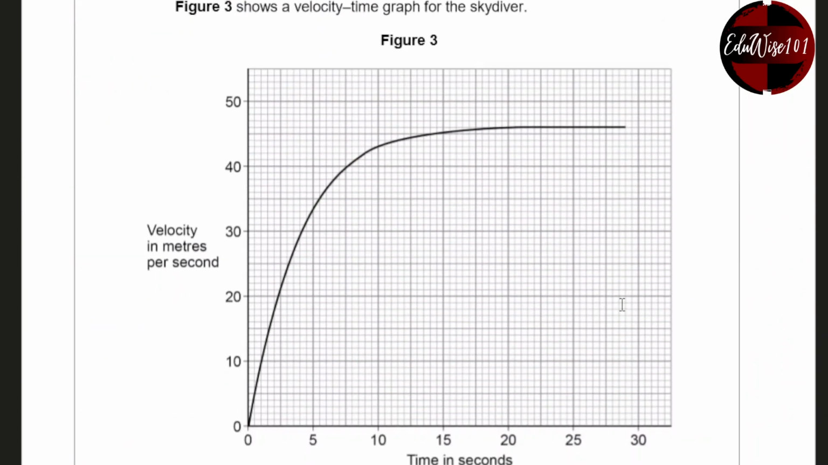Figure 3 shows a velocity time graph for the skydiver. As you can see, the time in seconds is on the x-axis, and the y-axis is the velocity in meters per second. So the line increases steadily in the first 5 seconds and starts to slow down in the next 10 seconds, and after about 15 seconds it's more or less the same. So if I was to extend that line from that point onwards, it's actually terminal velocity, a straight line.